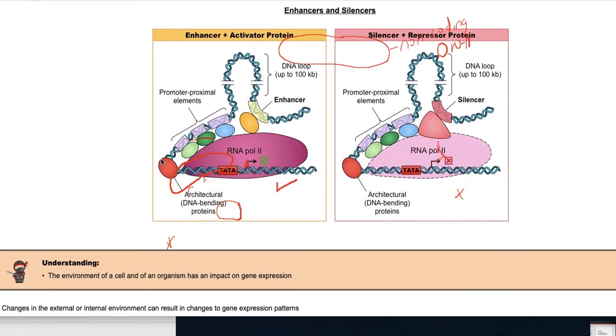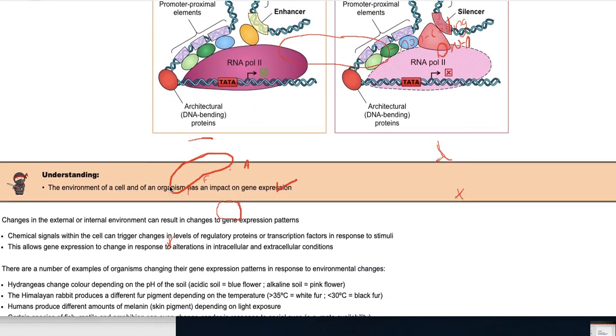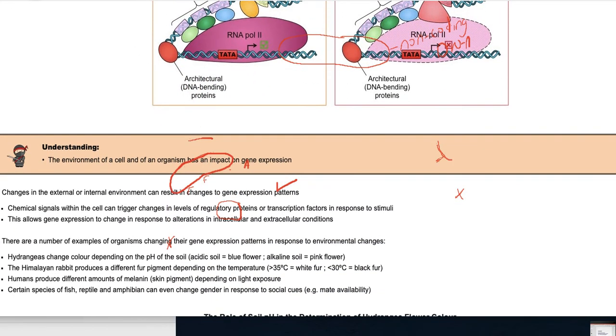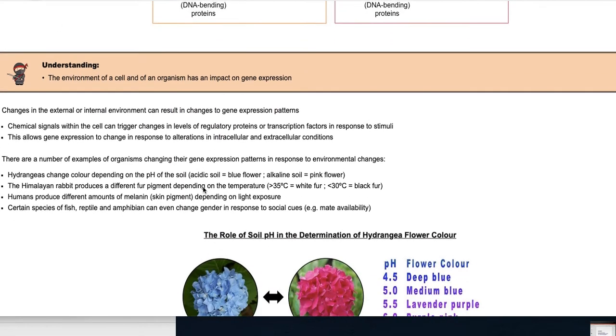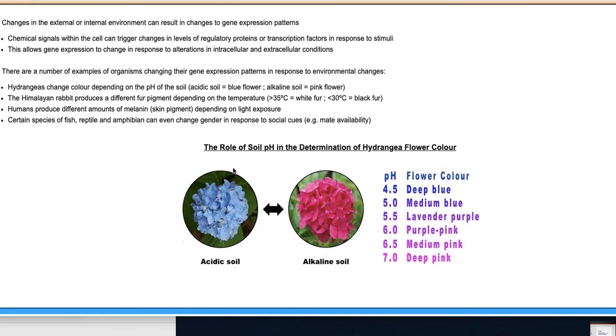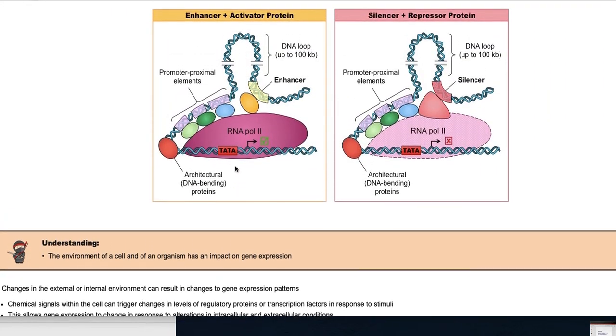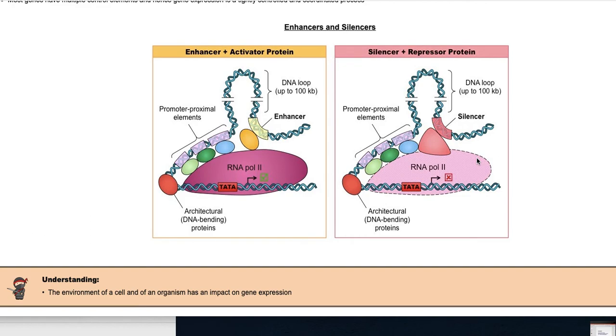Okay, so that's all for today. In another lesson, we are going to look at how the environment plays a role in gene expression. We're going to see how sometimes DNA can be methylated or acetylated, and how that plays a role in how some genes get expressed as well. But that's it for today. I hope you enjoyed it.